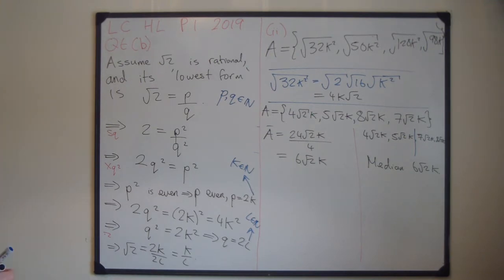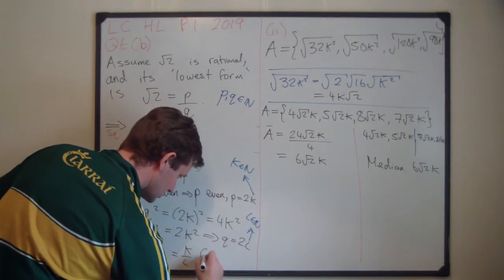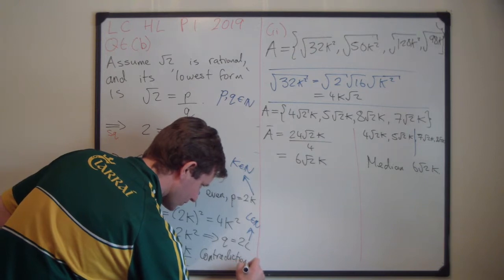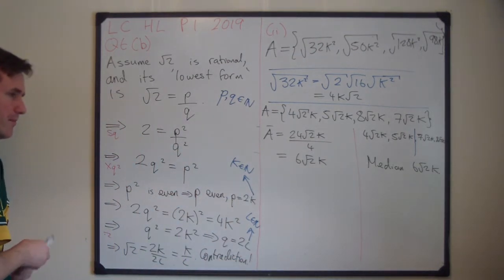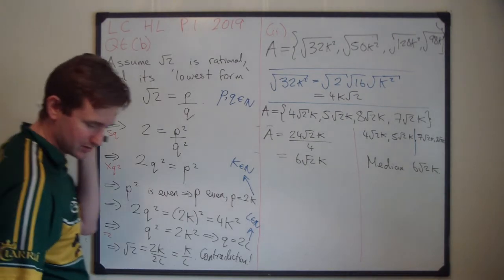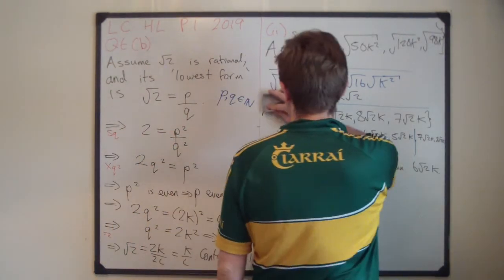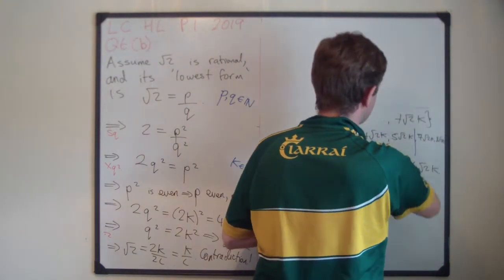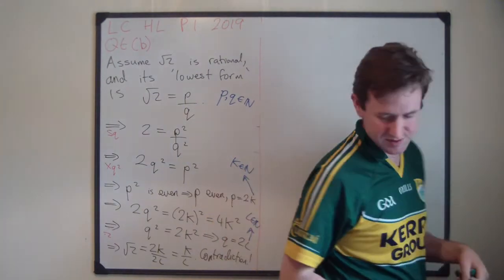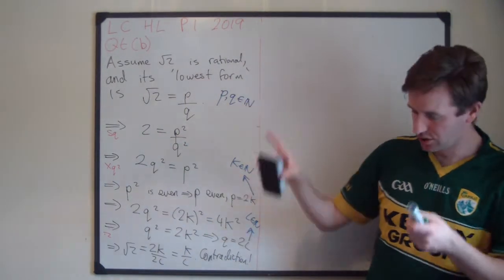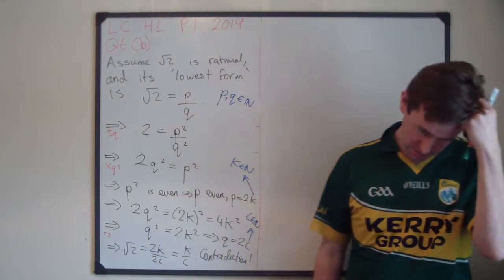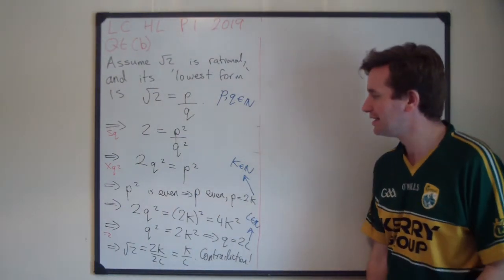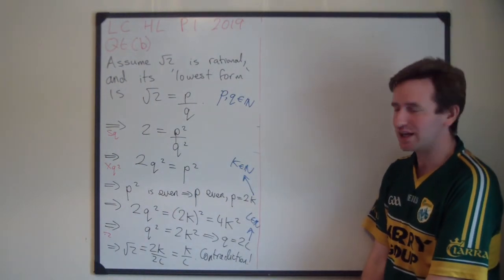So this is a contradiction. And so the conclusion, or actually not the conclusion, the assumption must have been correct. So this means that root 2 is not rational. I won't do it, just for space, but it's a contradiction, which means root 2 is not rational. Now, is this easy maths? In my opinion, no, it's not. It's a bit harder.